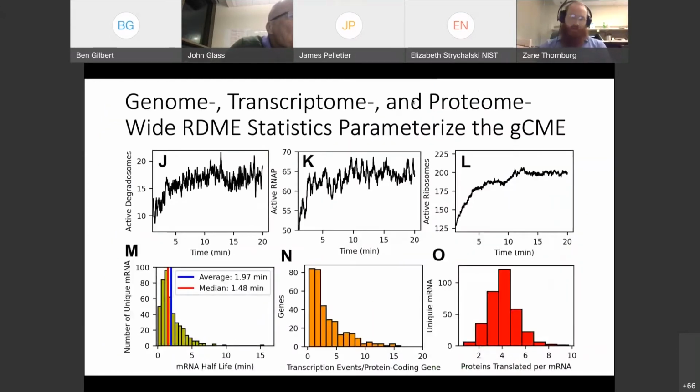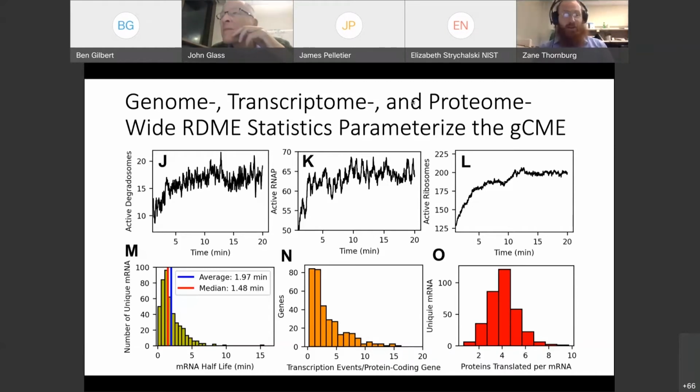And so we don't have time to discuss the exact way we do the parameterization today, but we actually inform our well-stirred model using the statistics and results of this spatial model. So we can predict the number of active degradosomes, active RNA polymerases, and active ribosomes as functions of time, where this initial transience you're seeing here is a result of the fact that we initialized each of these complexes inactive. So no ribosomes were reading any messengers, no RNA polymerases were reading any genes.